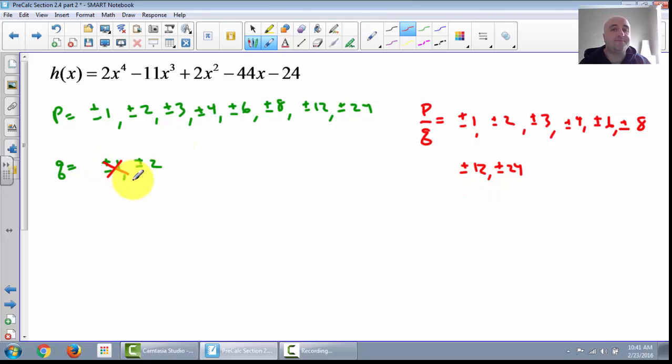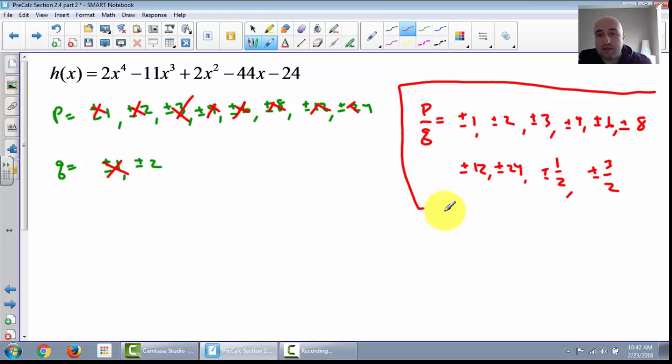So the 1 is done. Now we need to figure out the 2's. So 1 divided by 2 is 1/2. 2 divided by 2 is 1. We already have 1, we don't need that. So these are done. 3 divided by 2 we don't have yet. 4 divided by 2 is 2. We already have that. 6 divided by 2 is 3. We already have that. 8 divided by 2 is 4. We already have that. 12 divided by 2 is 6. And 24 divided by 2 is 12. So we don't need any more. So these are all of our possibles.